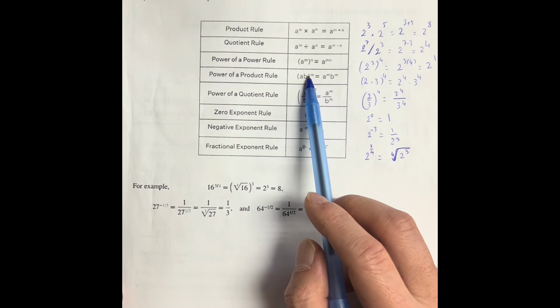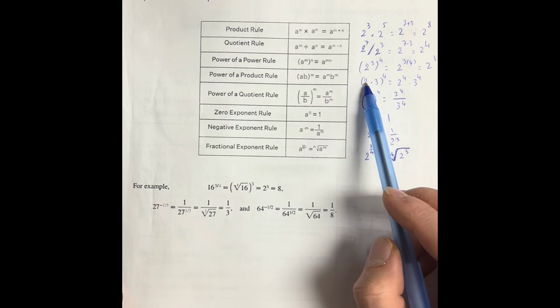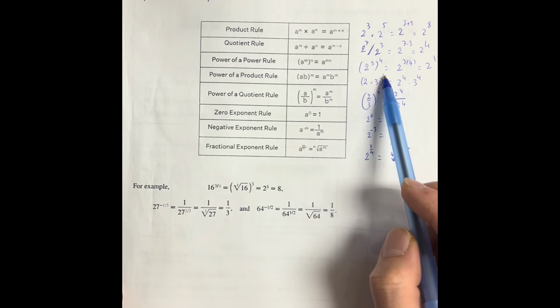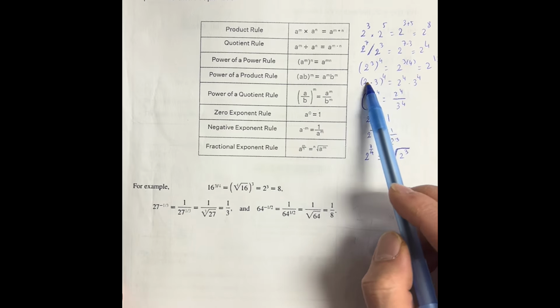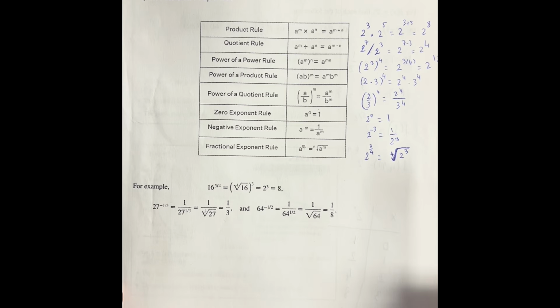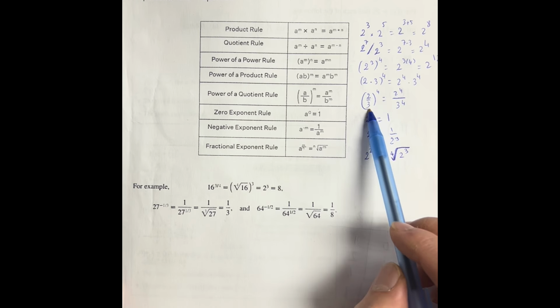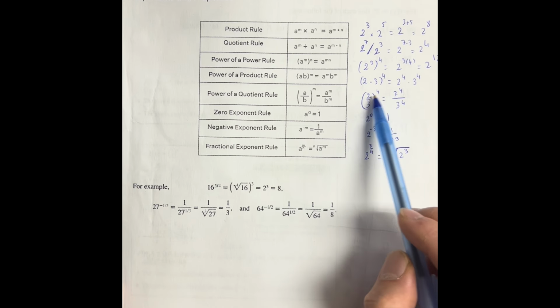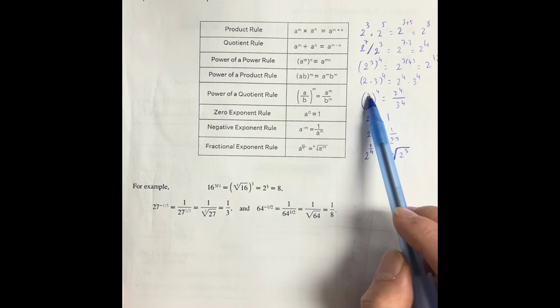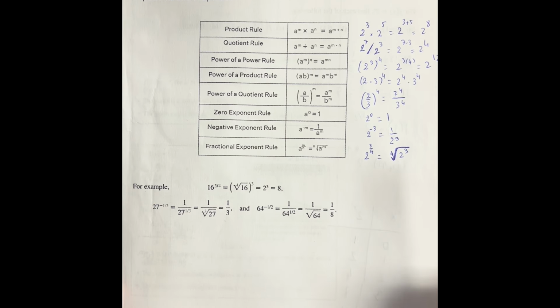ab, the whole thing to the power of m, is the same as a to the power of m, b to the power of m. For example, 2 times 3, the whole thing raised to the power of 4, is the same thing as the power on each one. So 2 to the power of 4 times 3 to the power of 4. Similarly, for 2 over 3 to the power of 4, the power is applied to each one: 2 to the power of 4 over 3 to the power of 4.